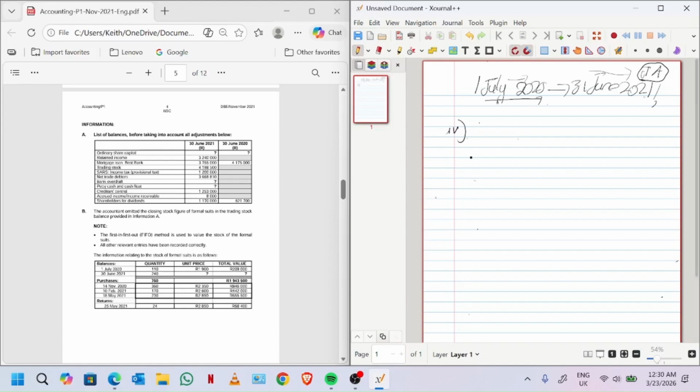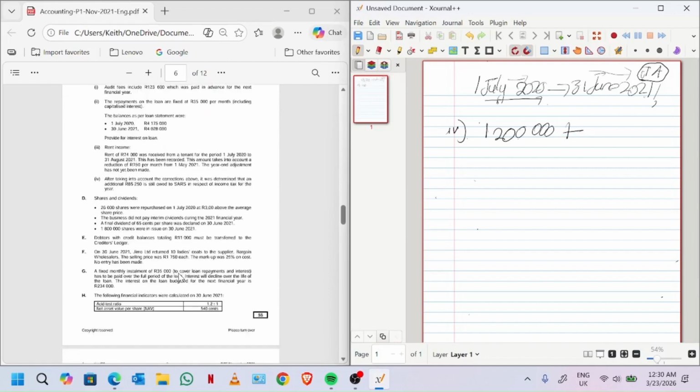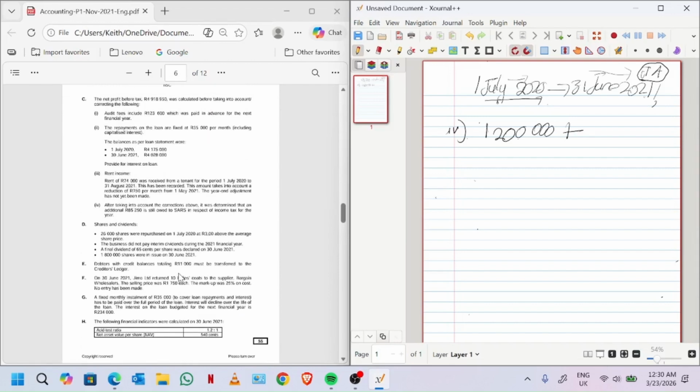And so what do we do? We take that 1,200,000, we add the supposed additional tax of 85,250. Alright? And so obviously we have 1,285,250. What do you do with that? That's a minus. That becomes a minus because that is your tax.